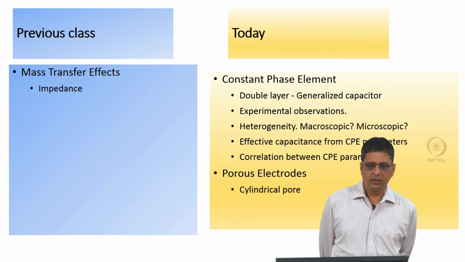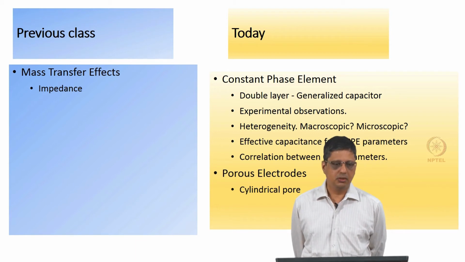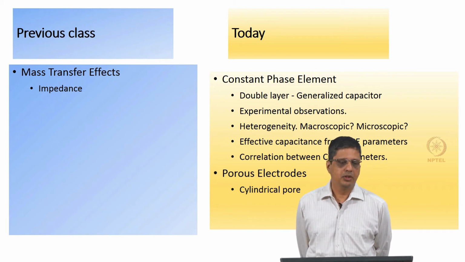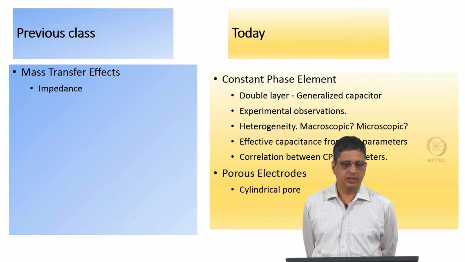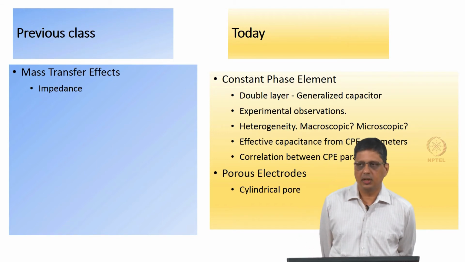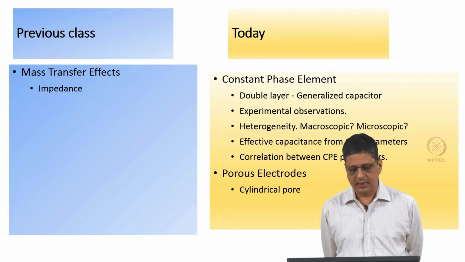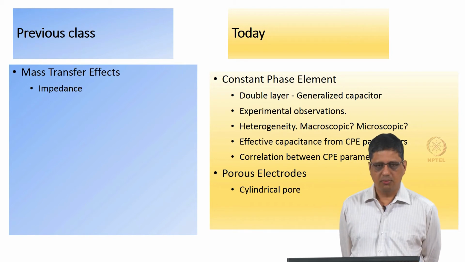So, we will just continue with where we left off yesterday, which is to wrap up the part on mass transfer effects on the impedance, okay, and then we will start with what is known as the constant phase element. If time permits, we will also go to the porous electrode.